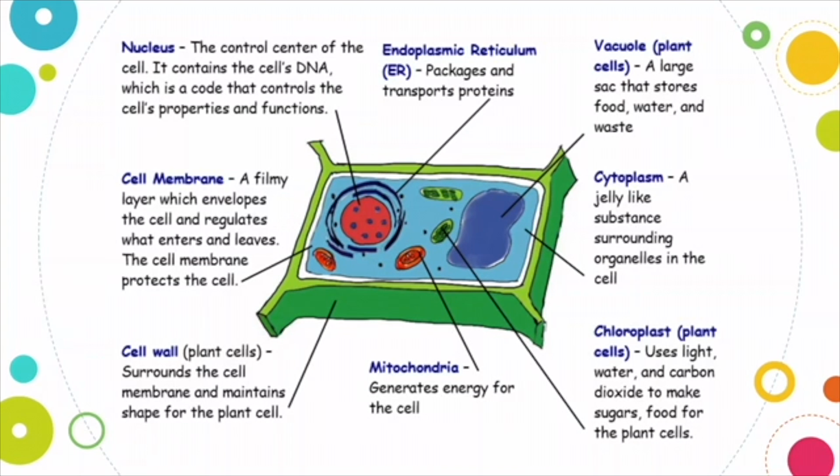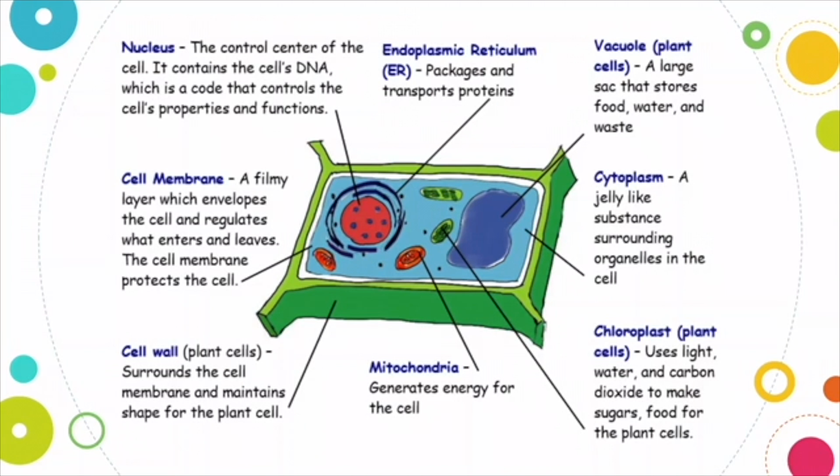The mitochondria is the powerhouse of the cell. It creates energy for the cell. Chloroplasts are also found only in plant cells. They use light, water, and carbon dioxide to make sugars. Sugars are the food for the plant cells. Chloroplasts also contain a green-colored pigment called chlorophyll, and this pigment is the reason why most plants are green.